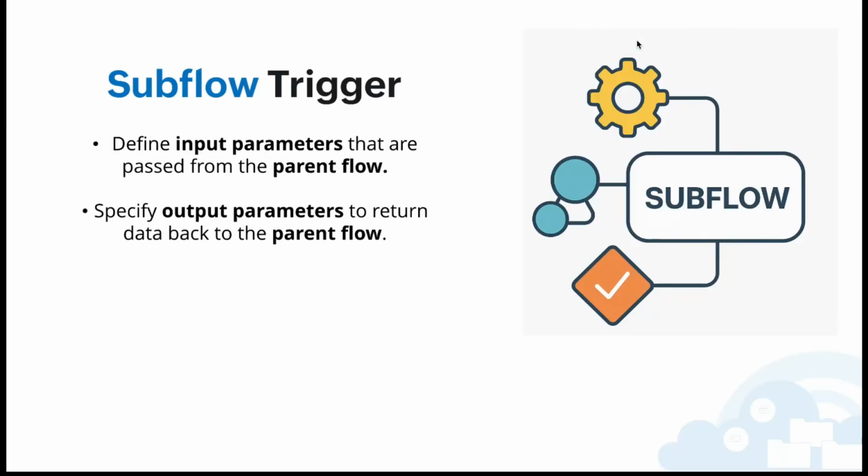So a subflow trigger consists of these two things. One is the input parameters and the other one is the output parameters. Input parameters are nothing but the data or fields which are required by the subflow to execute its actions. So whatever actions you are configuring in the subflow, the data which is required by those actions has to be configured in the input, so that we'll be getting the data. And output are the parameters which are required by the parent flow from the subflow. So input parameters will get data from the parent flow, and the output parameters will be used to send data to the parent flow. So that's about the trigger.